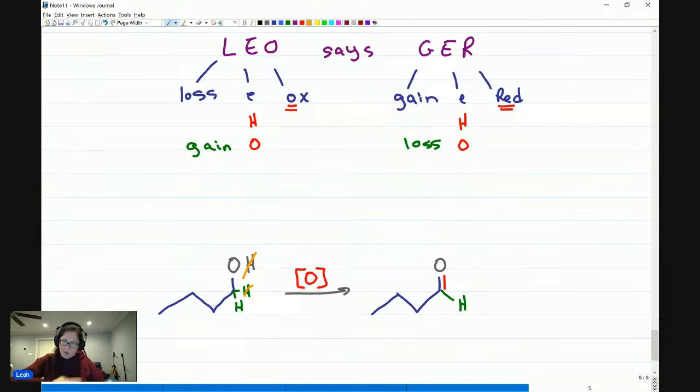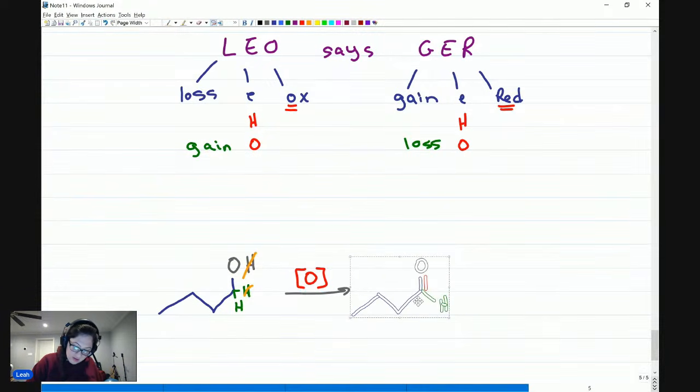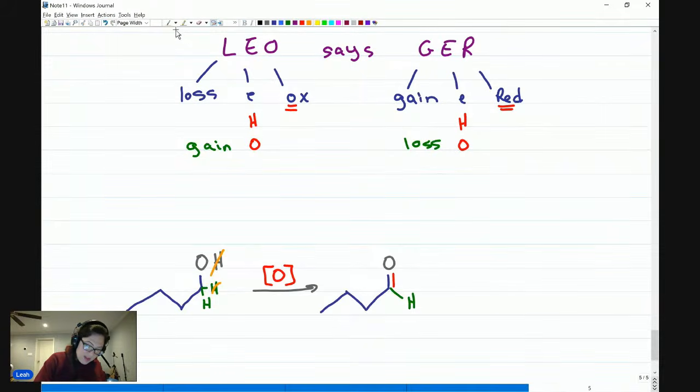It couldn't gain one without losing the other. And so that is how I think of that oxidation reaction. And we're going to need a little more room. I can oxidize this one more time for a full oxidation. And that will give me my carbon skeleton.